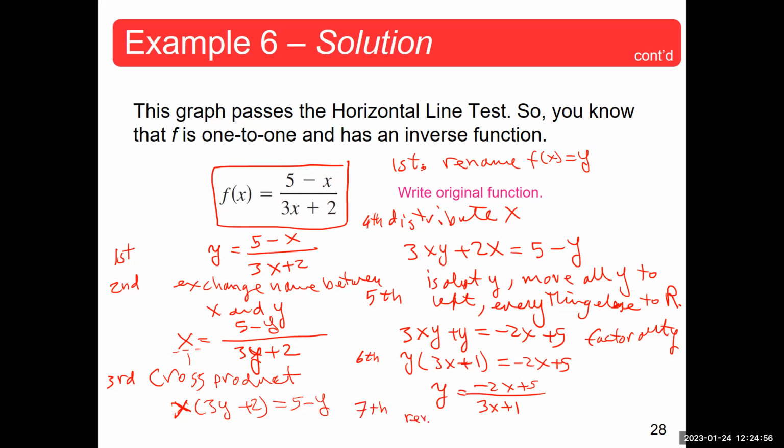Rename y equal f inverse of x. So f inverse of x equals negative 2x plus 5 over 3x plus 1. Guys, you do not stop at the y. You must tell me this is the inverse, because you must do all of these 7 steps when you do it on a written test.